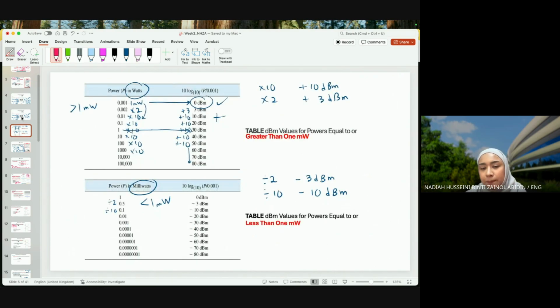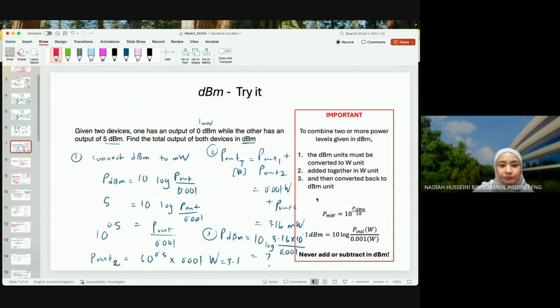Then we talked about the pattern for dBm. If it is multiplied by 10 in linear scale, you add 10 dBm. If it is multiplied by 2 in linear scale, plus 3. Divided by 2, minus 3. Divided by 10, minus 10.